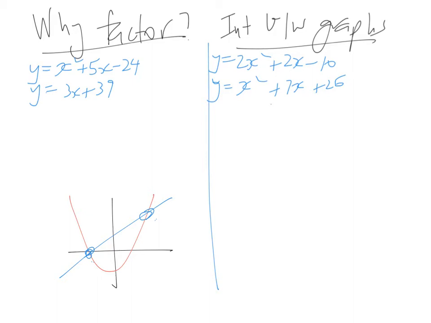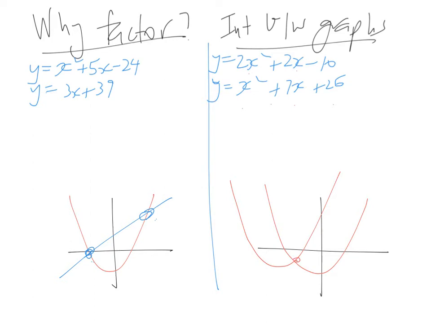Over here, hopefully you're seeing that we have two parabolas. We've got this 2x squared plus 2x minus 10, which is going to look something like this. And then we're going to have another one, x squared plus 7x plus 26, which may look something like this. So what we're trying to do is find that point of intersection.